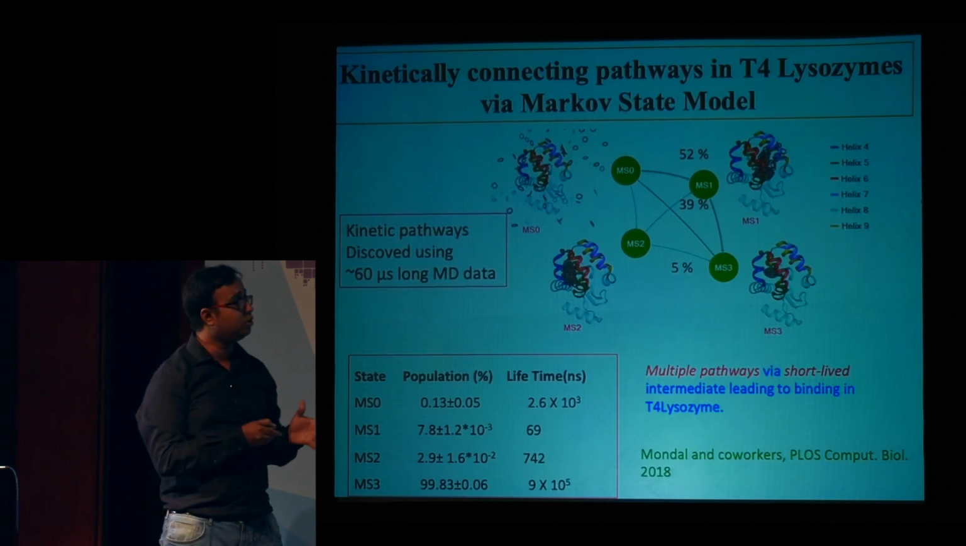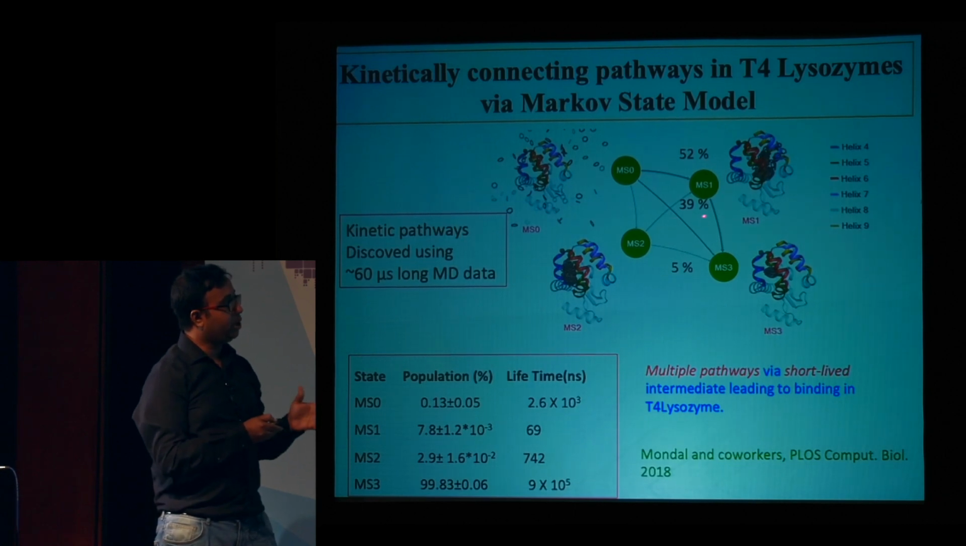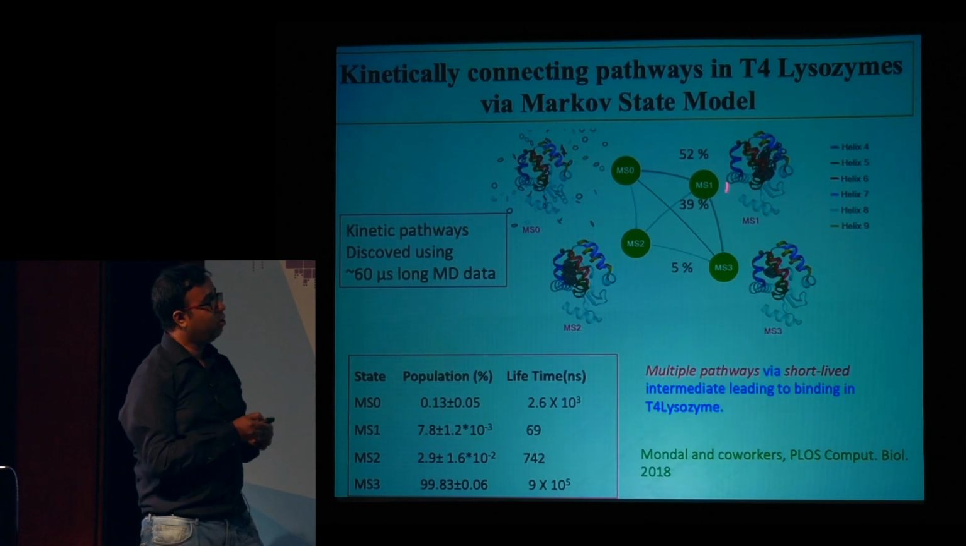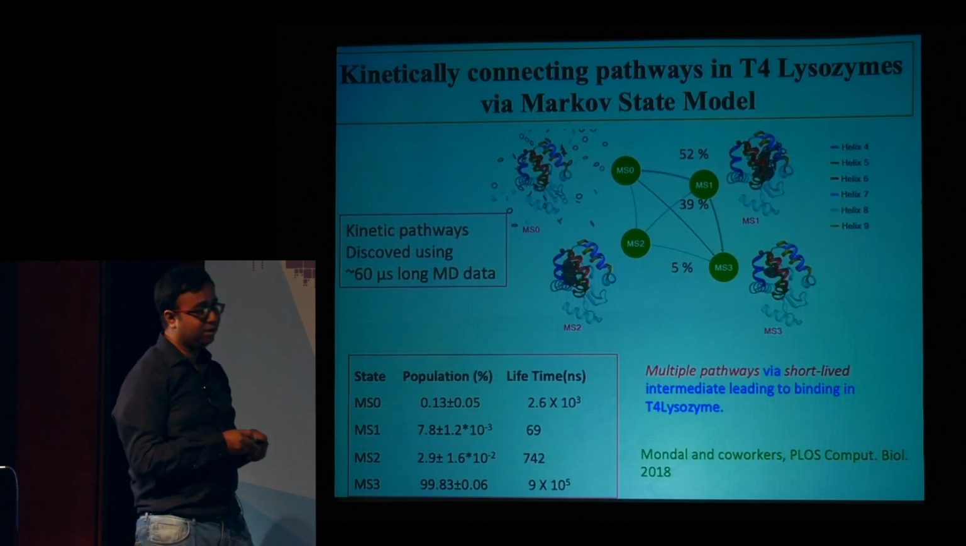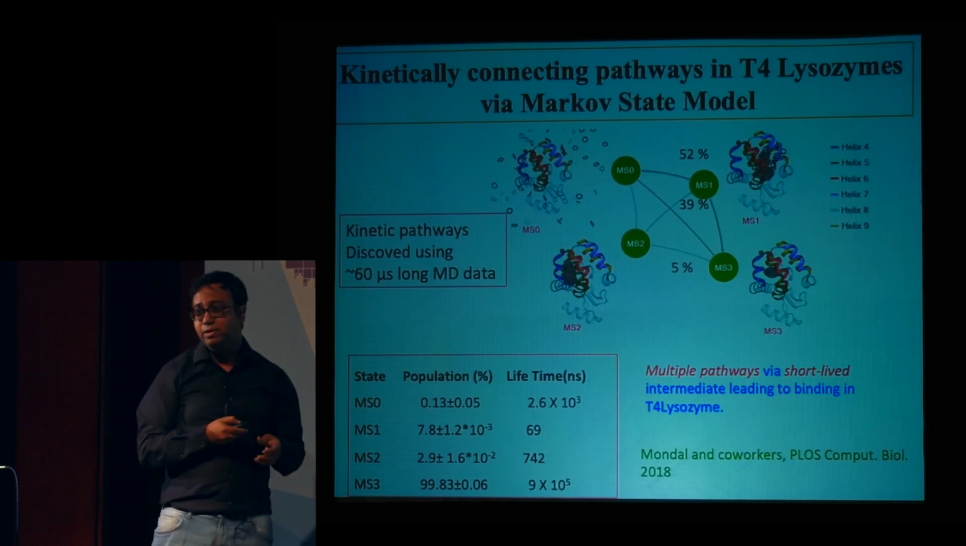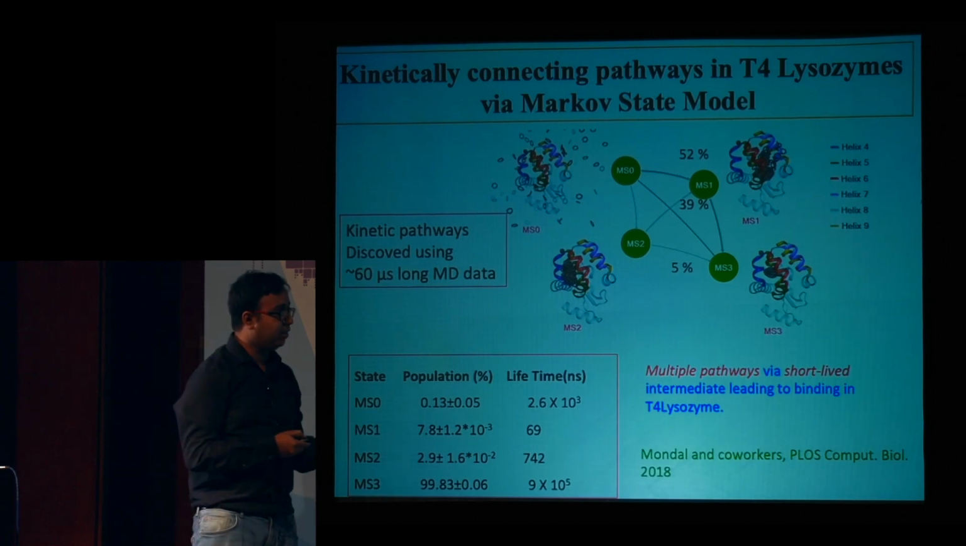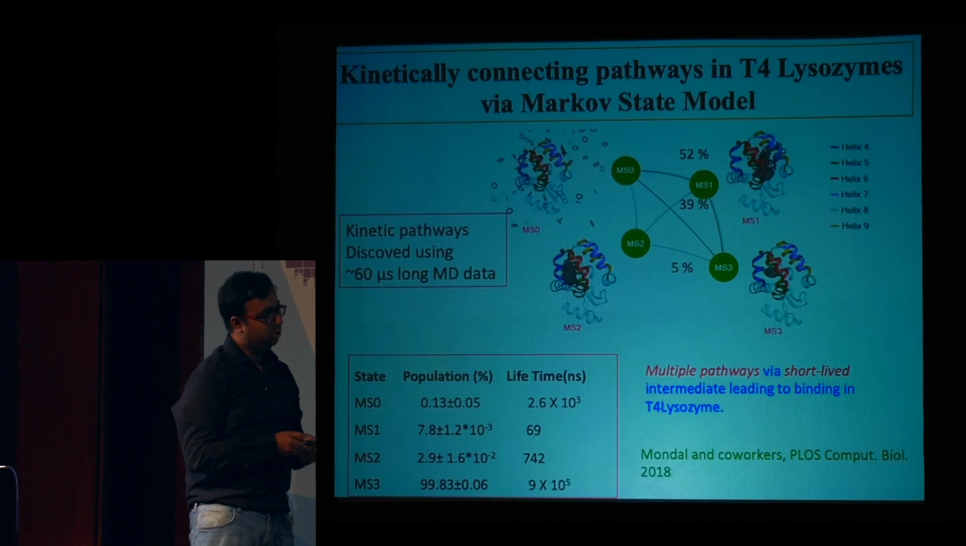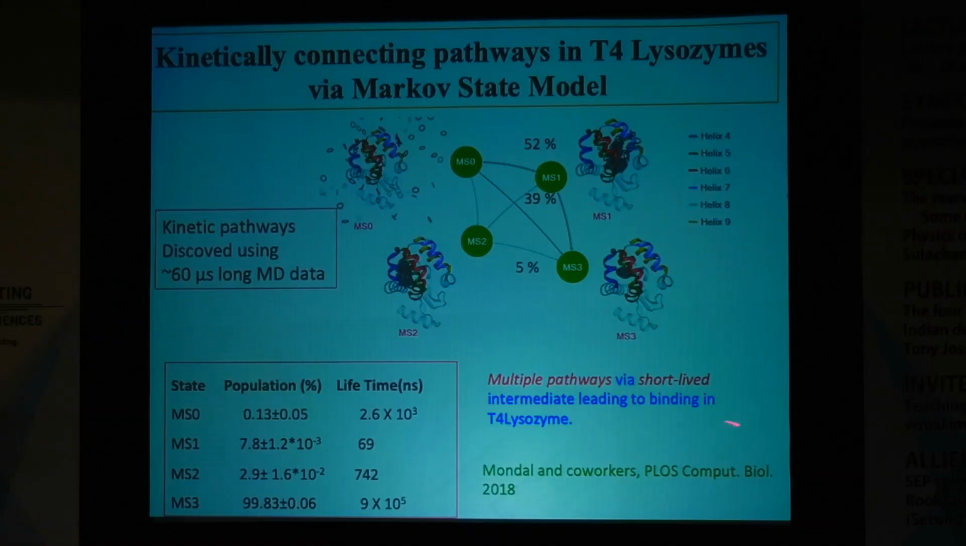This is possible because we now have a statistically built model from the Markov-State model, which can accurately tell what is going on. More importantly, if you look at the lifetimes of these intermediates, which are 69 nanoseconds and 742 nanoseconds, these are very transient intermediates, which is very difficult for an experiment like NMR to track. So this process can at least give you an atomistic precision idea of what is going on. This is one example where you have multiple pathways and a short-lived intermediate leading to binding in T4 lysozyme.